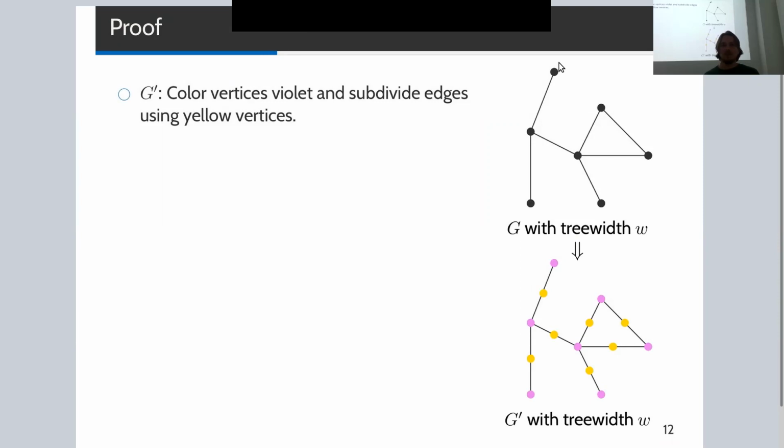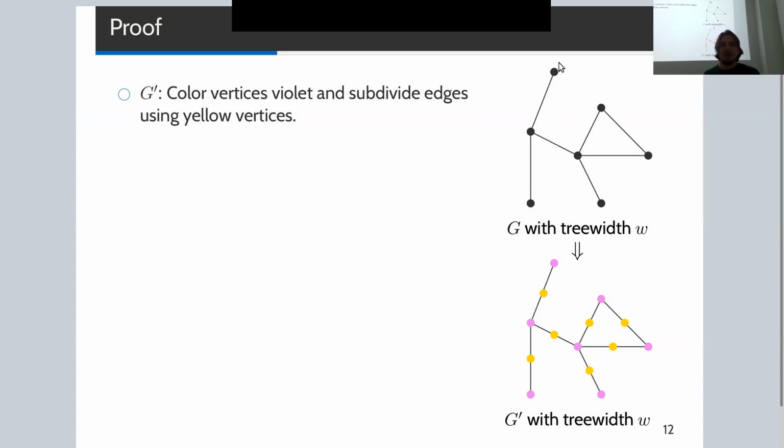Okay, so now we want to do the reduction. In G, we can quantify over vertices and edges, but in G prime, we're only allowed to quantify over vertices. So now this is no problem because we're going to modify the graph in the way that every edge gets turned into another vertex. So we're going to subdivide every edge and place a yellow vertex on this edge. So here, this edge here is modified by having another vertex placed on this edge. And additionally, we're going to color the original vertices violet.